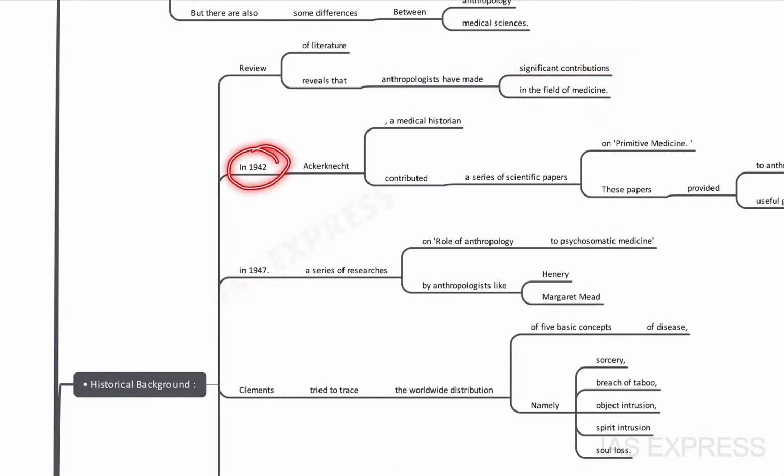In 1942, Ackerknecht, pronounce this as Ackerknecht. Okay, it's a German name, Ackerknecht, so some people say it as Ackerknecht also. You can say it either way as per your convenience. So, he was a medical historian.